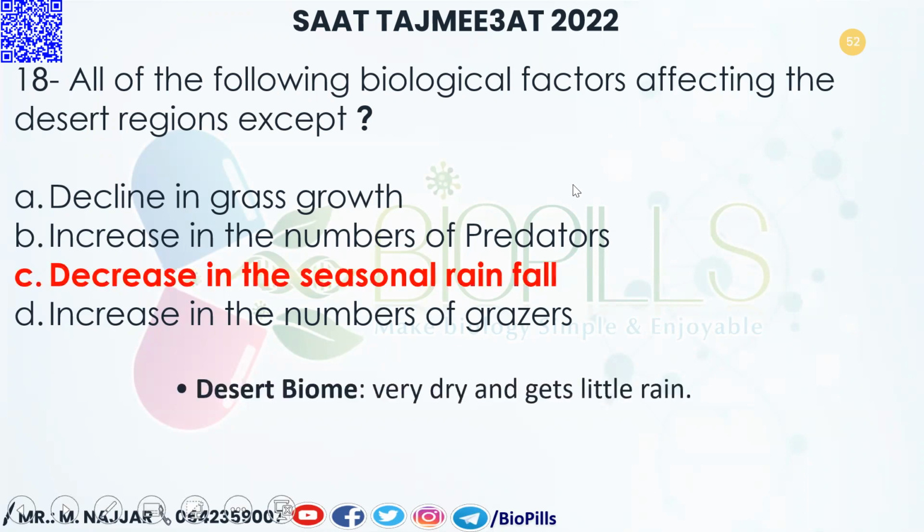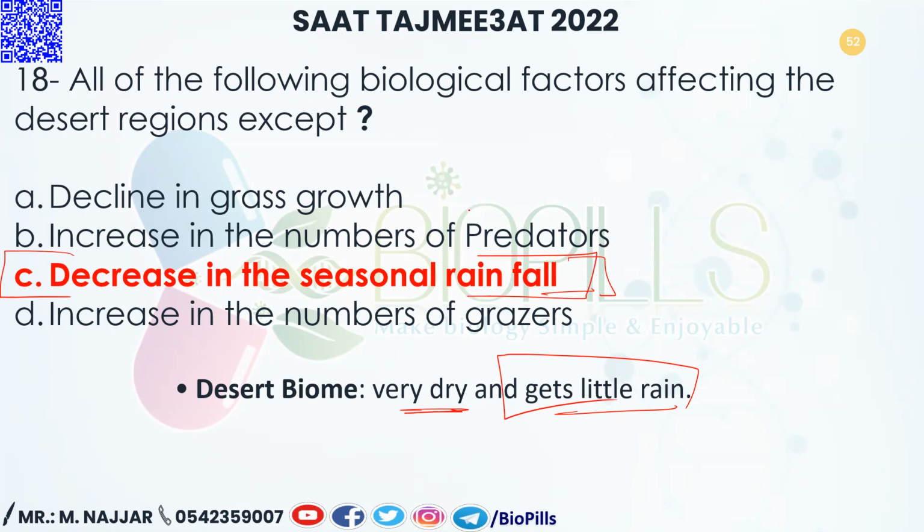Why? Because actually, the desert biome is very, very dry with very little rain. So there is no rain there. So decrease in the seasonal rain is considered to have no effect, because it already has a little amount of rain. All of the others have an effect: decline in grass growth, increasing the numbers of predators, of course affecting the desert animals, and increasing the number of grazers, surely affecting even the grass growth. But decrease in the seasonal rain, actually, it is a desert biome with very little rain. It's very dry in all seasons.